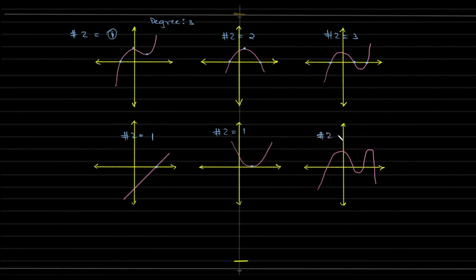Here the number of zeros is 1, 2, 3 and 4. Right? It's as simple as that. Okay, for people who are curious, the degree would be 1, 2, 3. So the degree here is 4. Again, this is for people who want to know more.